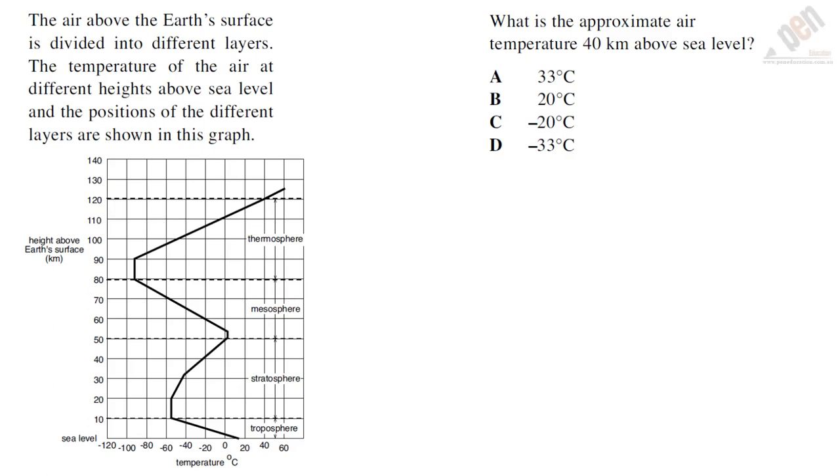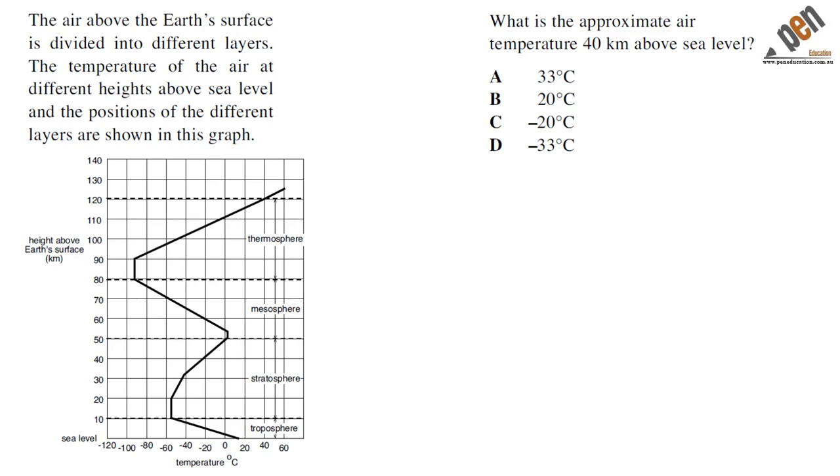The air above the Earth's surface is divided into different layers. The temperature of the air at different heights above sea level and the positions of the different layers are shown in this graph. What is the approximate air temperature 40 kilometers above sea level?